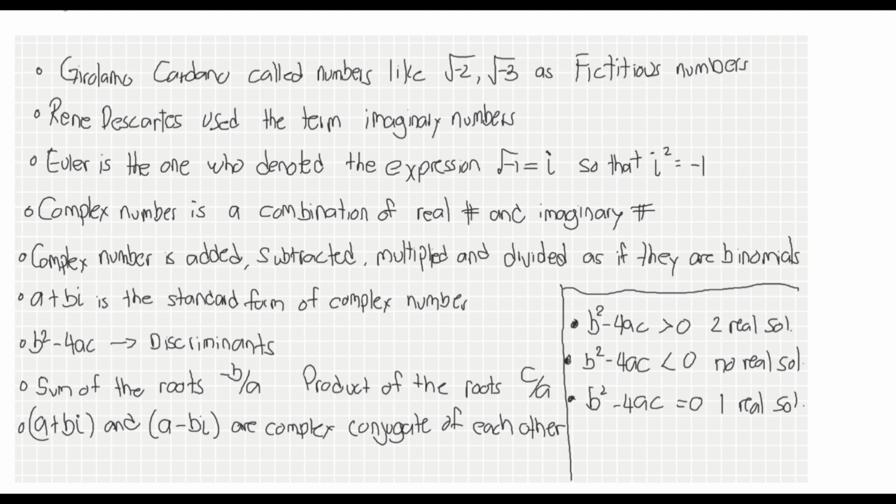So yan, Girolamo Cardano called numbers like square root of -2, square root of -3 as fictitious numbers. René Descartes used the term and blah blah blah. Pakibasa na lang. Next!